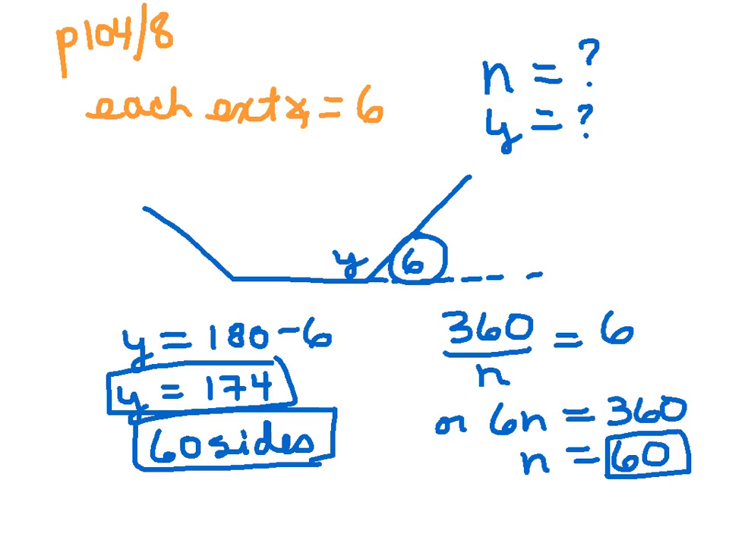So for me personally, I don't even like using the n minus 2 times 180. I think it's just easier to kind of work off a linear pair like this. Alright, let's look at the next one.